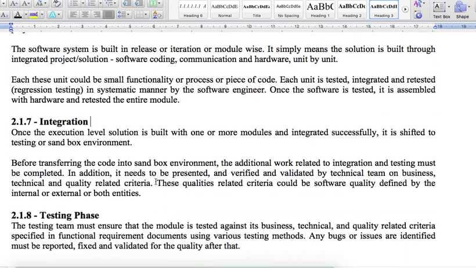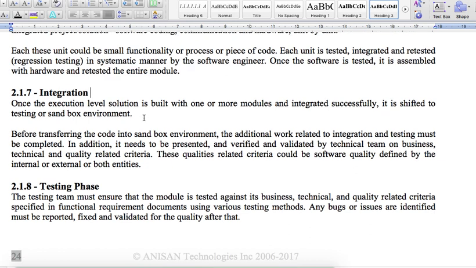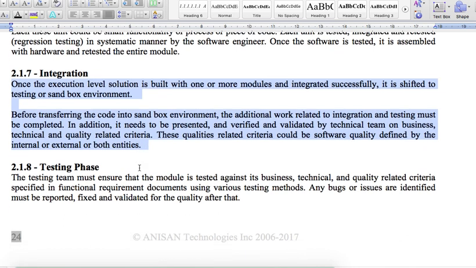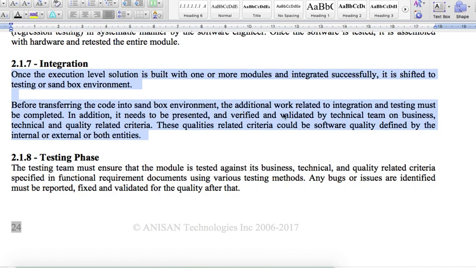Now this is development happening unit by unit, and in the integration, once the execution level solution is built with one or more modules and integrated successfully, it is shifted to the testing or sandbox environment. This is what we do in the integration. Once a few modules or units are built, they can be put together and tested end to end. Some testing can be done, for example, one entire functionality. Before transferring the code into the sandbox environment, the additional work related to integration testing must be completed.